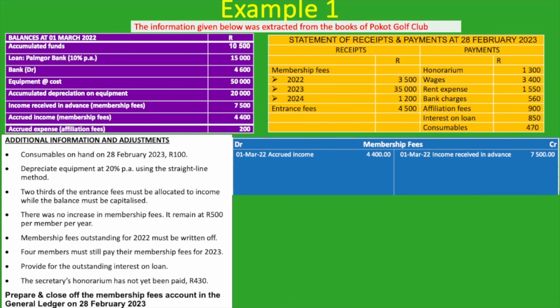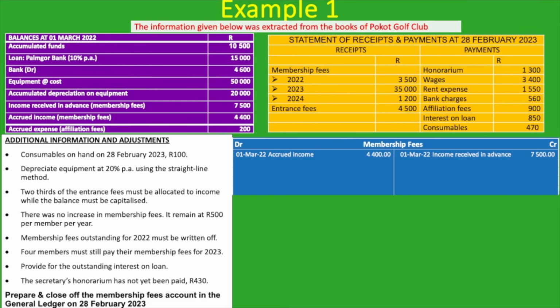So far so good. So we put income received in advance on the credit side because it's those who paid us in advance for this financial period, and then we put on the debit side money which was owed to us in the last financial period, which we may have received in this financial period, but we'll deal with whether we received it or not shortly.